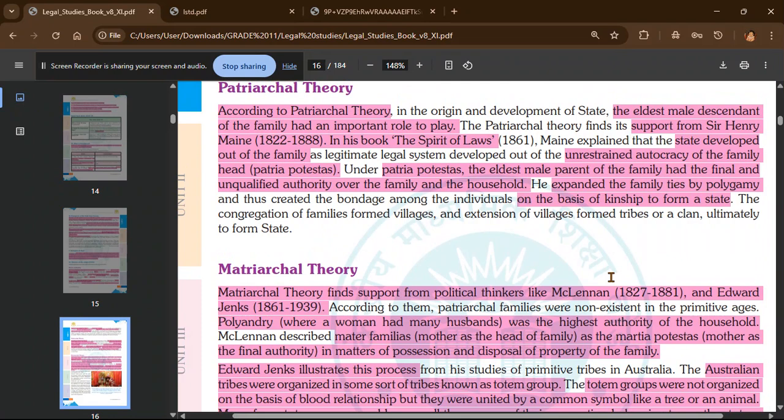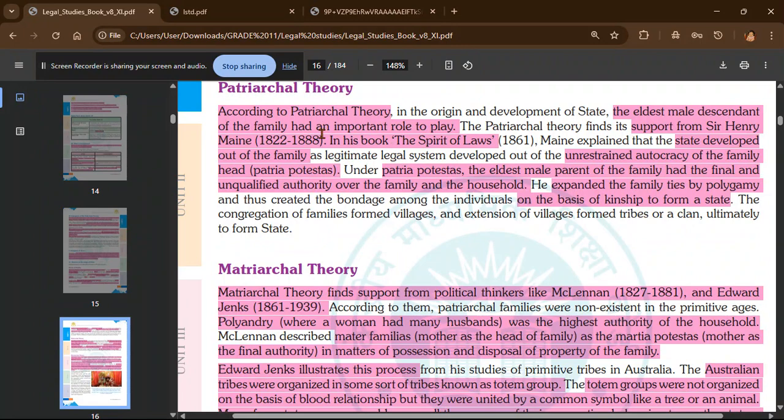See, the eldest male descent had an important role to play. Eldest male descent, only male, not female, male descent. The eldest male descent of the family had a very important role to play. So, this theory found support from Sir Henry Maine, in his book The Spirit of Law.